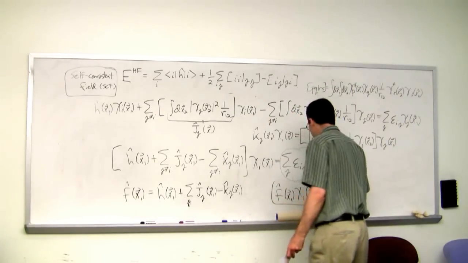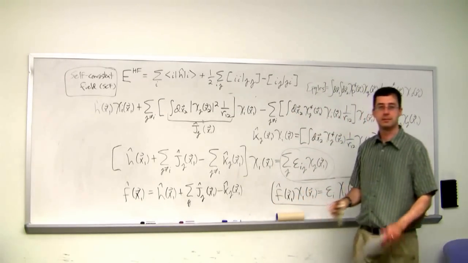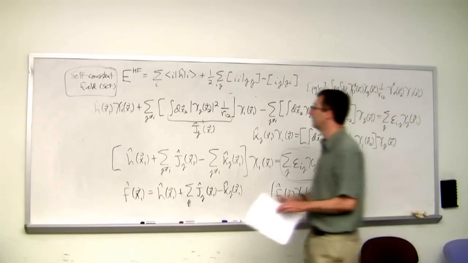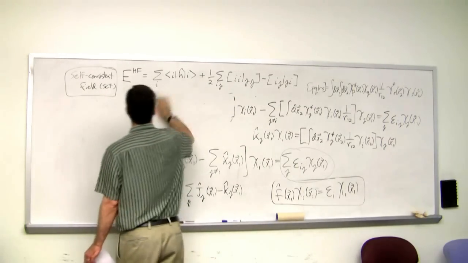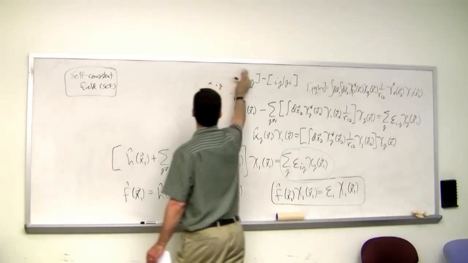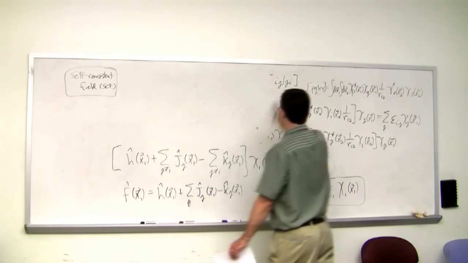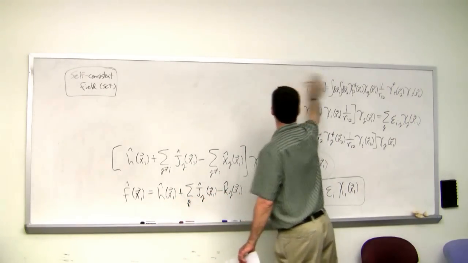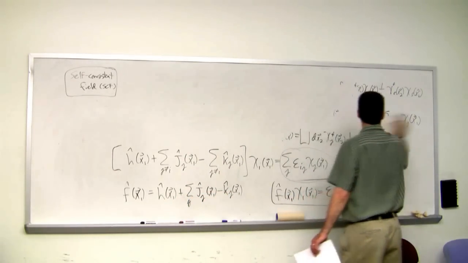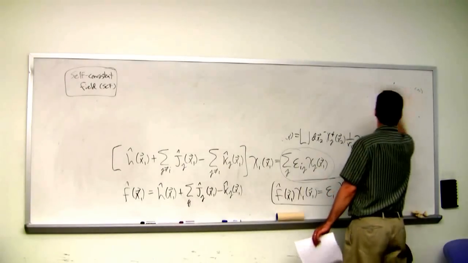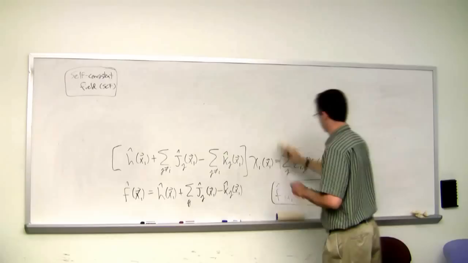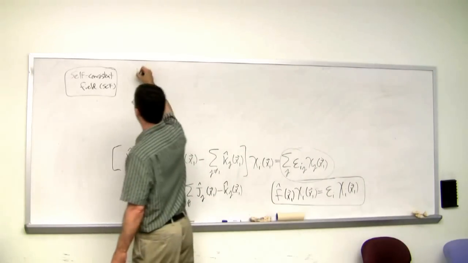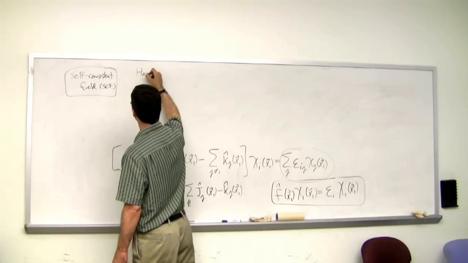Now, how do I actually go about solving this equation? Because it's obviously complicated. Well, here's what we do. This was the contribution of Roothaan. Roothaan said, let's use a basis set, a set of predefined functions. This gives us the so-called Hartree-Fock-Roothaan procedure.